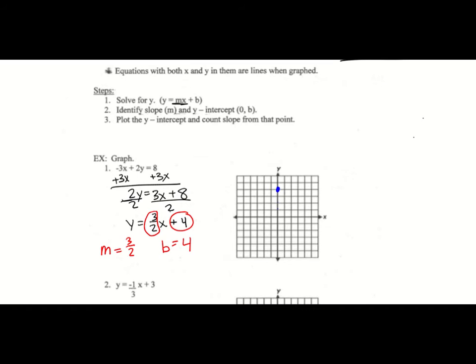And then my slope tells me I'm going up 3 and over 2. So I'm going to go up 1, 2, and I got to go one more off the graph, up 3, and then over 1, 2. So this is my point. Then I can connect my points and create my line.